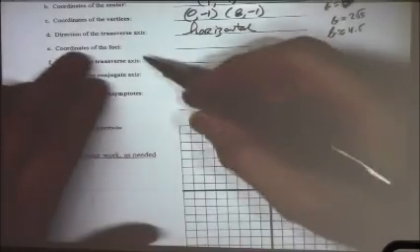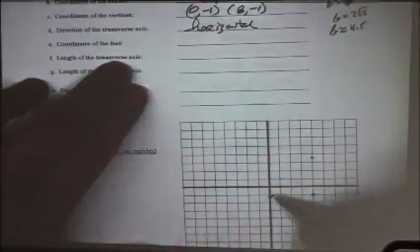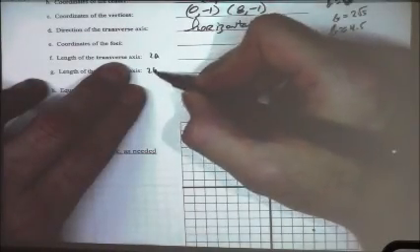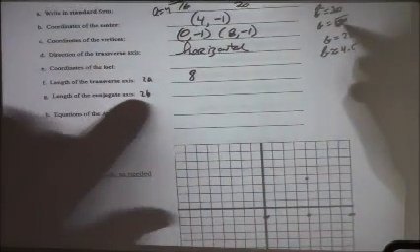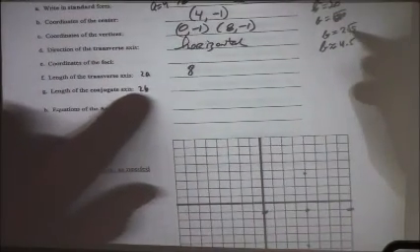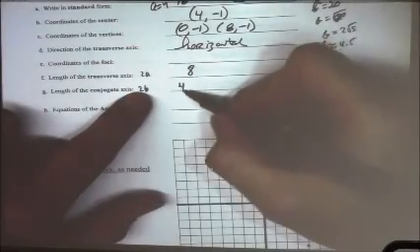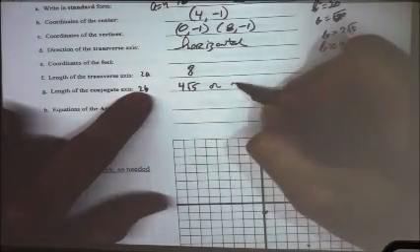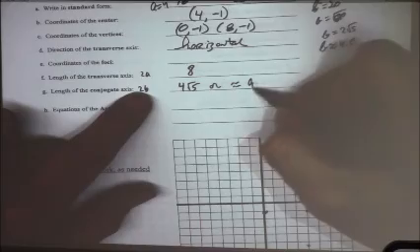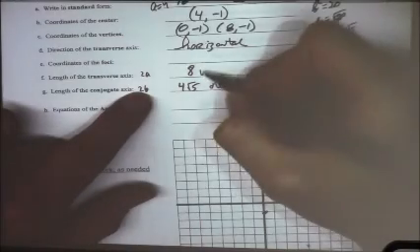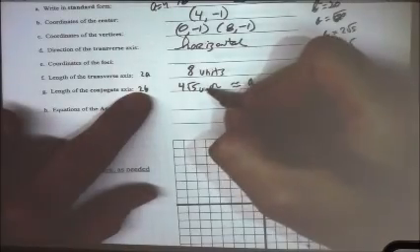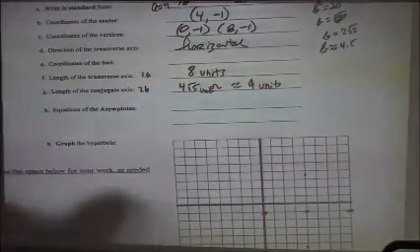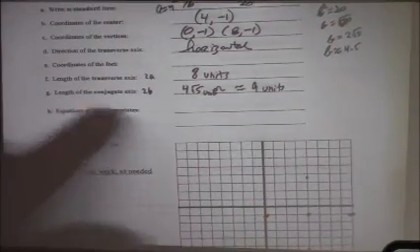I'll come back to the foci in a moment, but the length of the transverse axis would be twice the a, so it's 2a, and this is 2b. So this is going to be 8. This other one is going to be 2 root 5 times 2, so we could say 4 root 5, or approximately 9 units. Should remember to write units here too. And the asymptotes we can do in a moment.